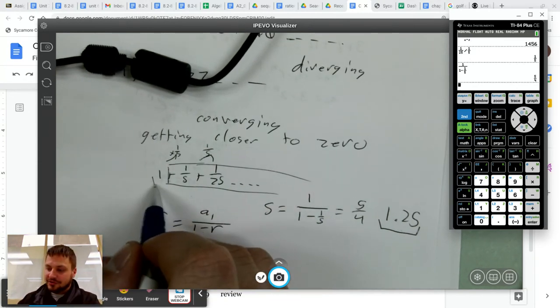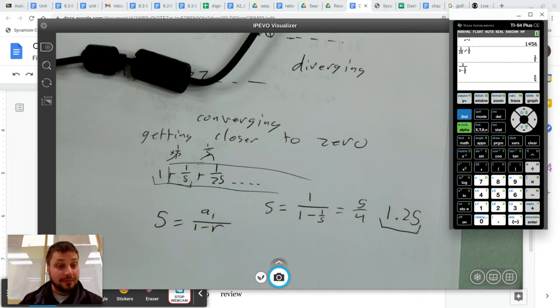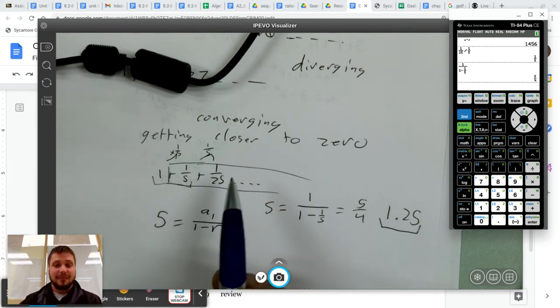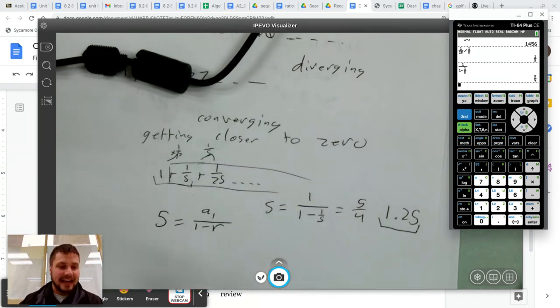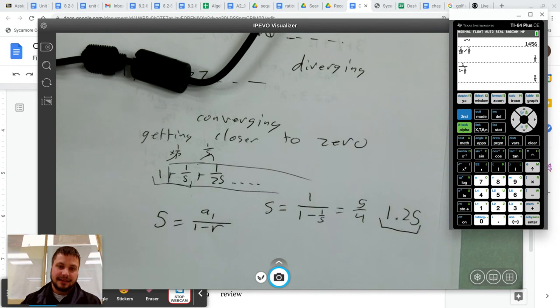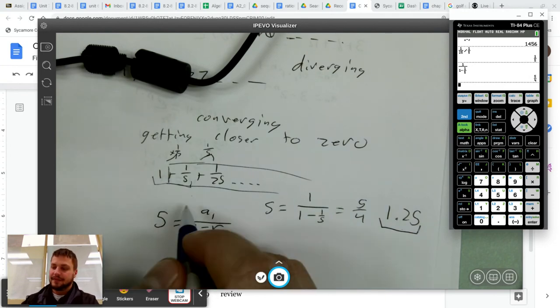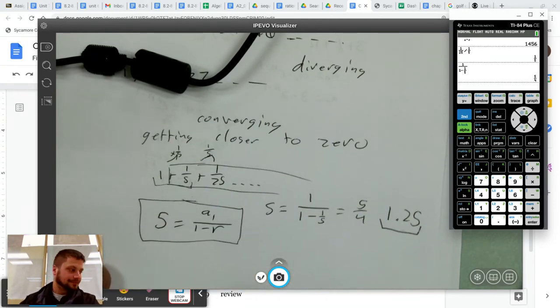Heck, the first 2 terms add to be 1.2. So the remaining infinite amount of terms after the first 2 only add to be 0.05. Again, kind of amazing. Okay? Here's what you need for that.